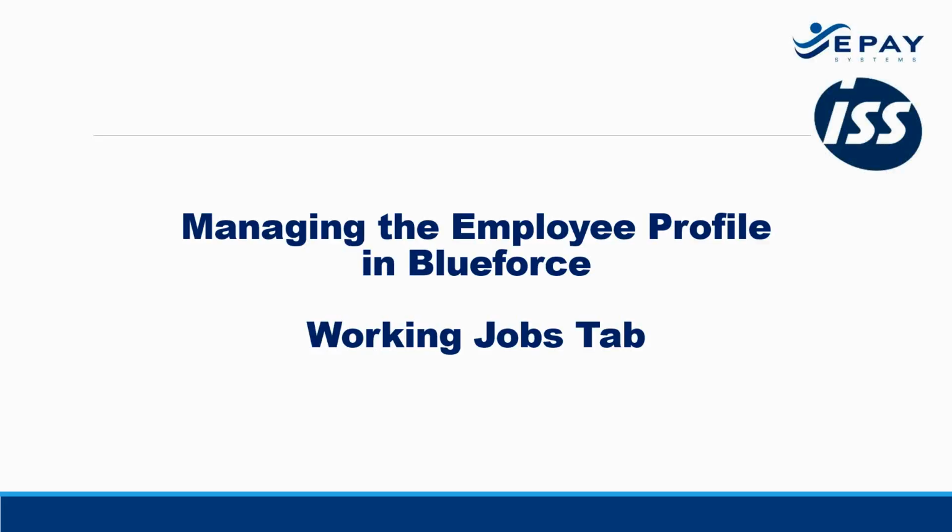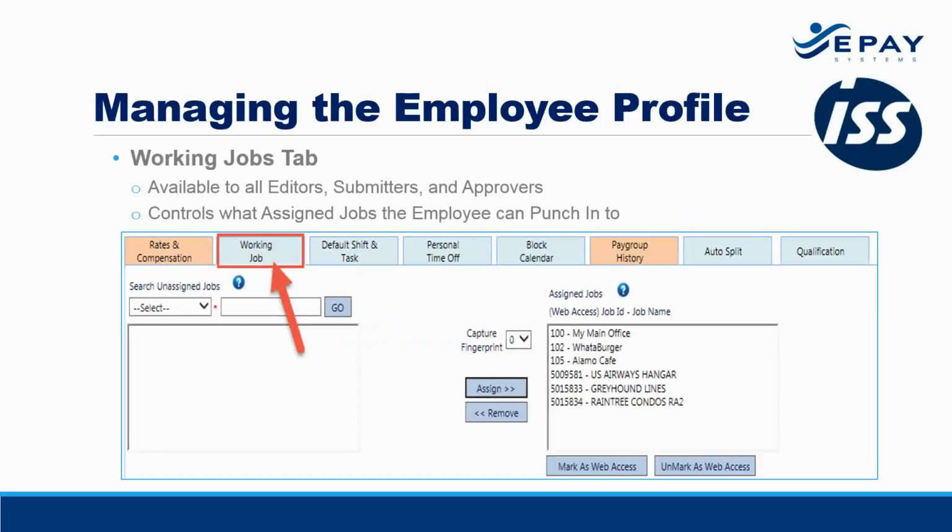So bottom line, the Working Jobs tab is just a way to make it convenient for the employee to punch in and punch out. If they're always going to work one job, then let's leave it at just one job. If they are a route employee or an employee that's going to maybe float around or fill in for spots at different jobs, then for those employees, it makes sense to have access to clocking in at different jobs. So the Working Jobs tab is available to everyone on this phone call, so all editors, submitters, and approvers.